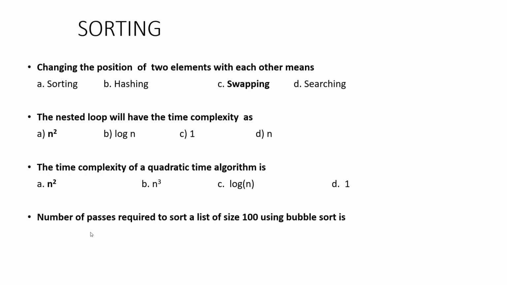The next question is: the number of passes required to sort a list of size 100 using bubble sort is. What is the number of passes required? 100 values are there. N represents 100. So the number of passes for bubble sort, selection sort, and insertion sort, as I said, is n minus 1. If n is 100, then n minus 1, 100 minus 1, is 99. Let us see the options: 100, 1000, 10 or 99. What is the answer? 99 is the correct answer.